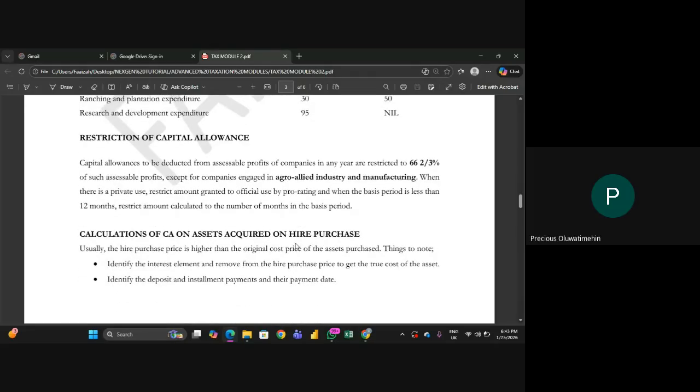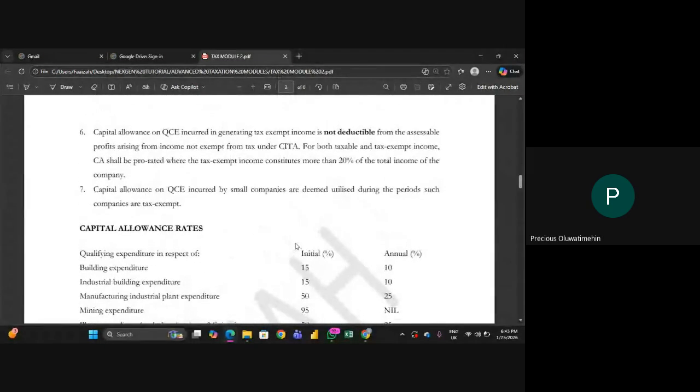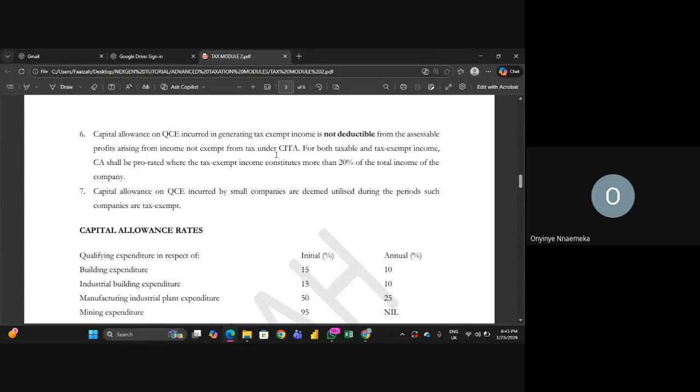Yes. I did not get that number 6, the second to last. So what number 6 is saying is that there are some assets that are used to generate tax exempt income. Tax exempt income is income that is not taxable. Since we are not taxing the income that is coming from this asset, you are not allowed to claim capital allowance on those assets.